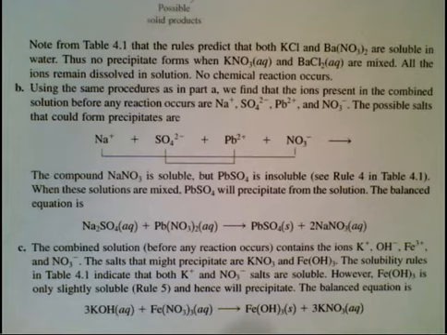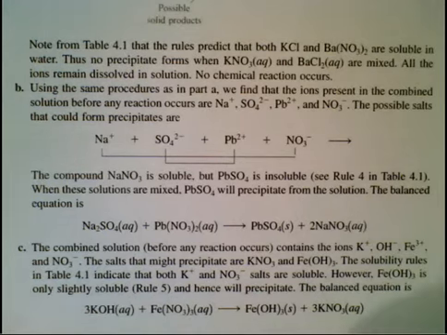And for C, the combined solution before any reaction occurs contains the ions K+, OH-, Fe3+, and NO3-. The salts that might precipitate are potassium nitrate and iron(III) hydroxide. The solubility rules in table 4.1 indicate that both K+ and NO3- salts are soluble. However, iron(III) hydroxide is only slightly soluble, according to rule 5, and hence will precipitate. Now, it doesn't mean all of it is going to precipitate out. It's only slightly soluble, so some will dissolve, but there will still be some in solid form.